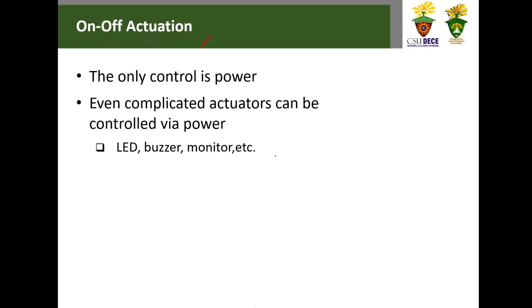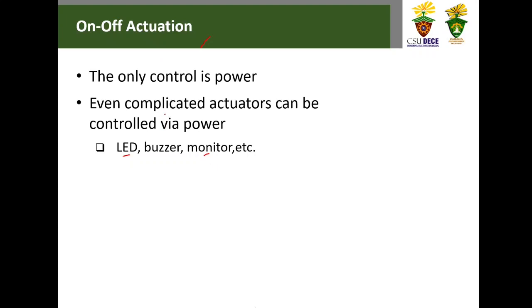We can also make it more complicated. For example, the LED, we can control it to be brighter or dimmer, and for the buzzer we can control the volume, whether it is loud or not, and for the monitor we can have it display text or anything. So that is a complicated actuation. So if it's simple, we just turn those devices on and off.